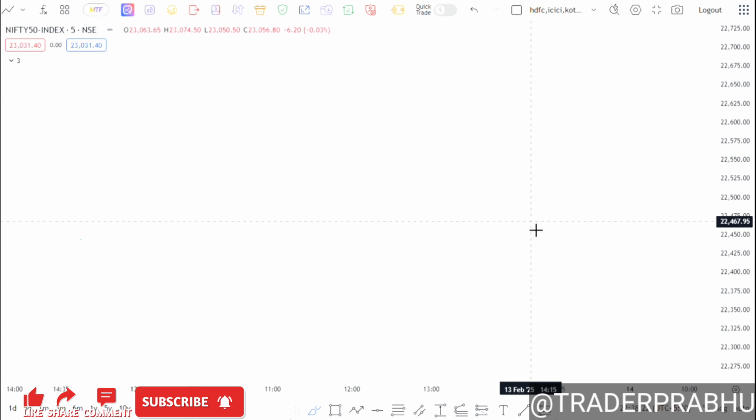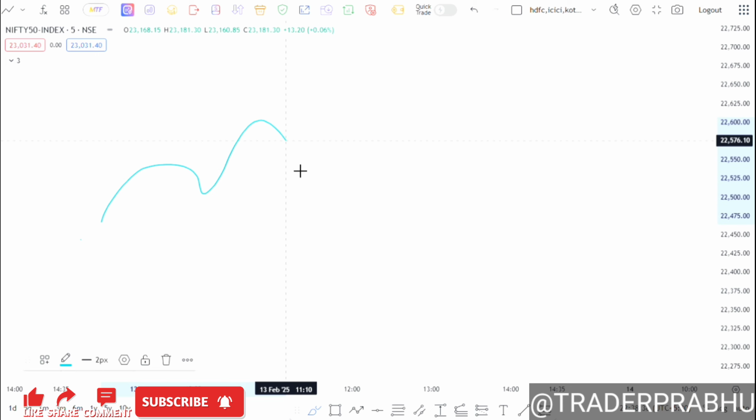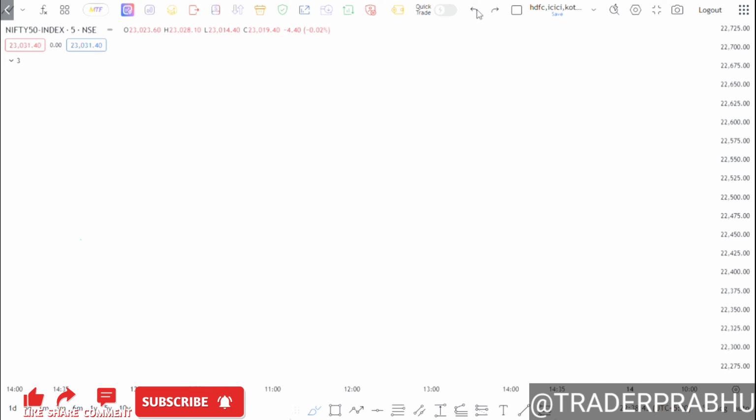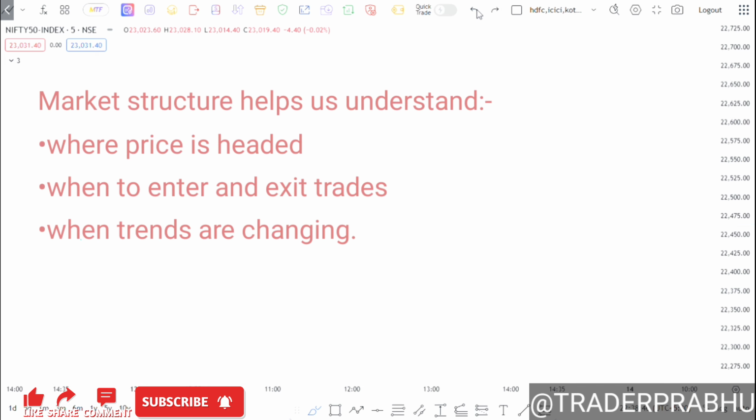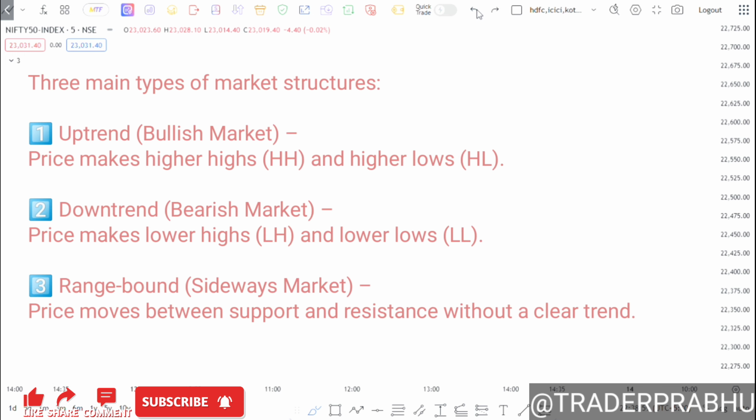If you look at a price chart, you will notice that price doesn't move in a straight line. Instead, it moves like waves, creating highs and lows. Market structure helps us understand where price is headed, when to enter and exit trades, and when trends are changing. There are three main types of market structure.